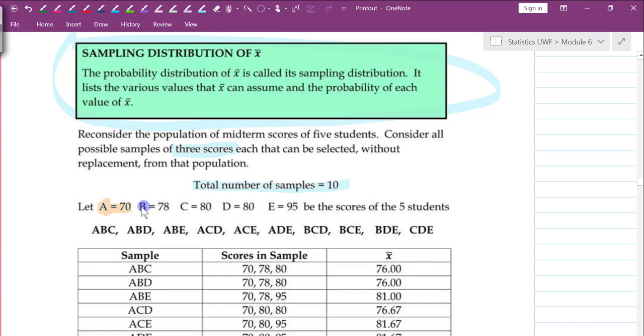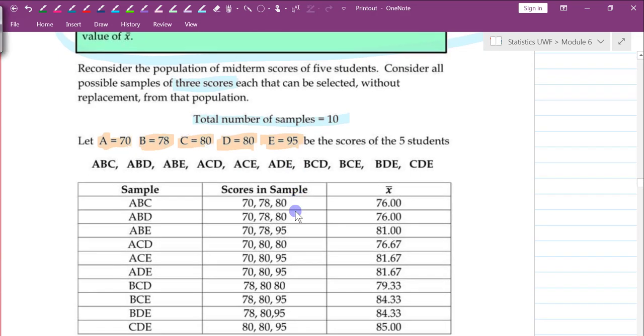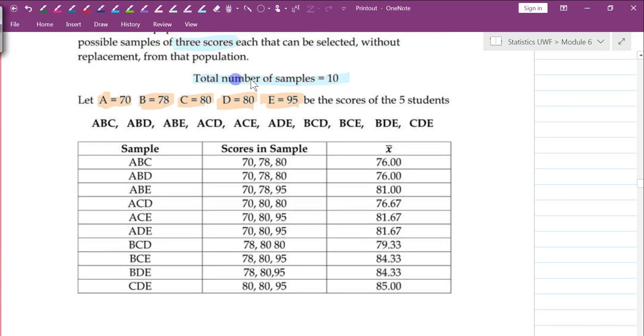So we can let event A be that the student scored a 70. We can let event B be that they had a 78. We can let event C be that they made an 80. We can let event D be that they had an 80. And we can let event E be that they made a 95. Okay, so that represents all the different possible scores. I'm selecting 3 of them, so I have 10 different ways that I can select 3.